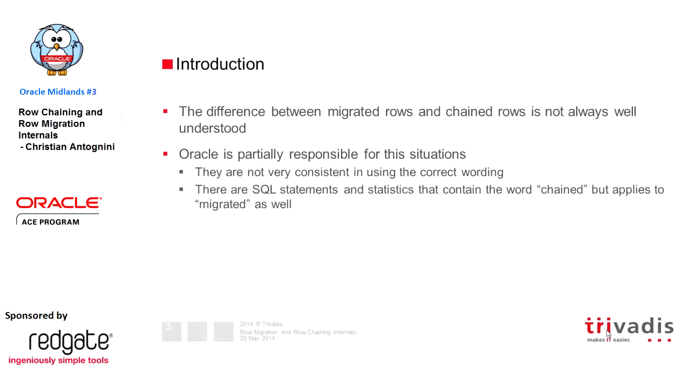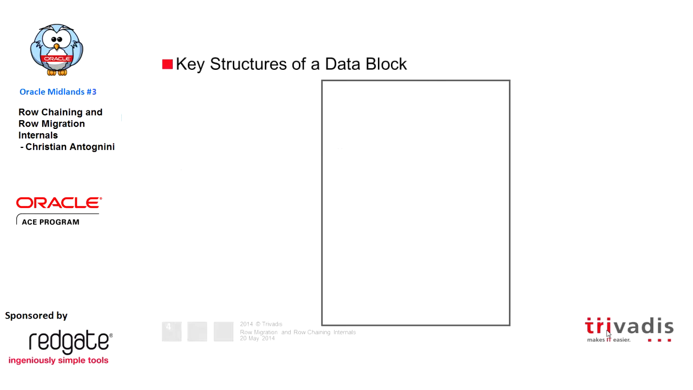In the end, I think a lot of people got confused by these two things, which are quite different, even though some of the problems they cause are similar. So I think it's nice to start with an introduction of how row chaining and row migration work, and then explain in detail what they really are.